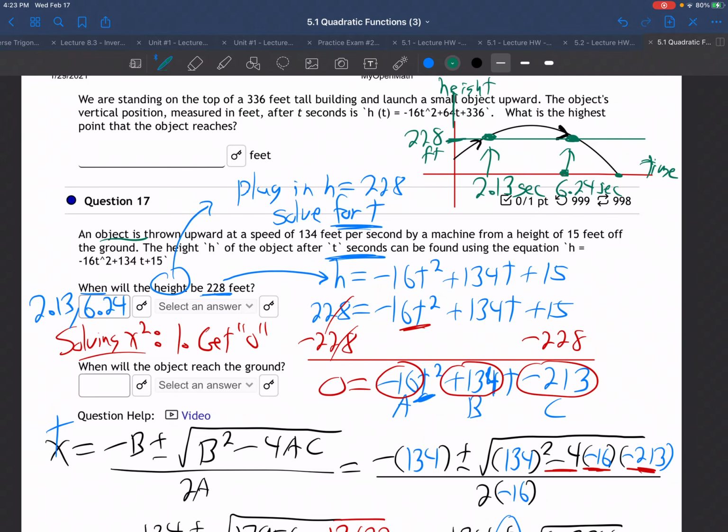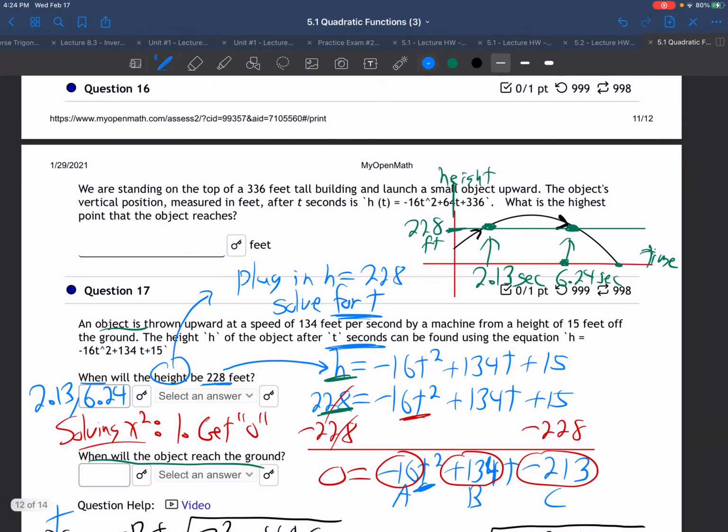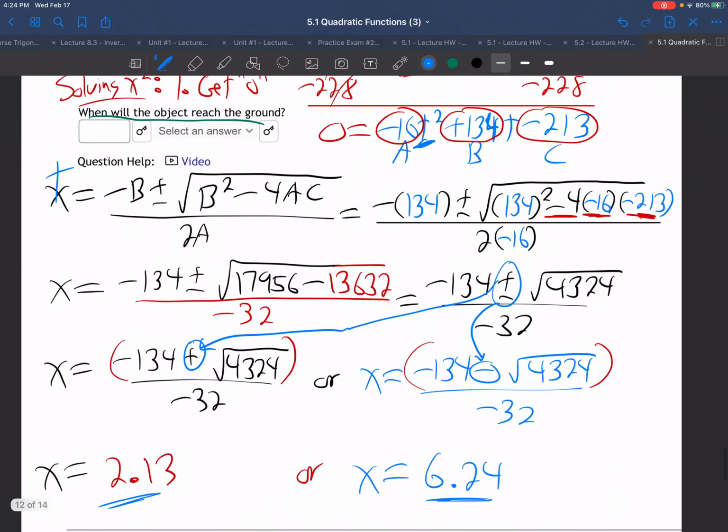6.24 seconds. So it hits that height on the way up and on the way down, at 228 feet. That's when the height is 228. We found those two times. And now, on part two, they ask, when will the object hit the ground? Well, when it hits the ground, that's right here. And when it hits the ground, the height is 0, isn't it? So now we just take that equation and plug in height 0.